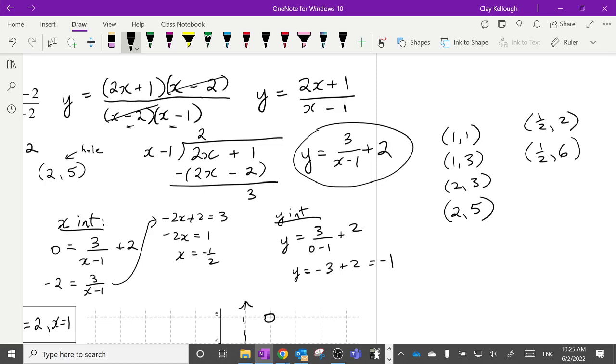Oh, that's not going to work, is it? That's still going to end up way above here, isn't it? Yeah, it is. Okay, mulligan. I think I'm going to go back to the other one. 1/2, 2. So that's still not going to work, is it?